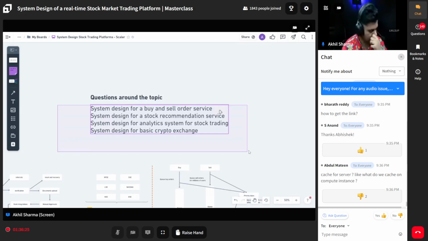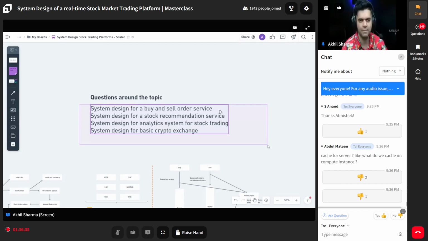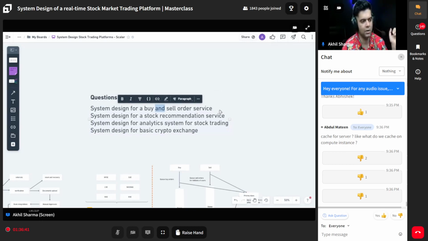I have taken the pains of actually drawing the entire system design for you guys, which answers at least these four questions and many more. So for example, when you walk into a 30 minute round of system design interview, somebody will tell you, hey, design the system for a buy and sell order service, or design the system for a stock recommendation service. Okay, how do you recommend stocks?